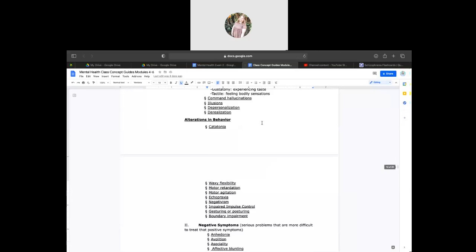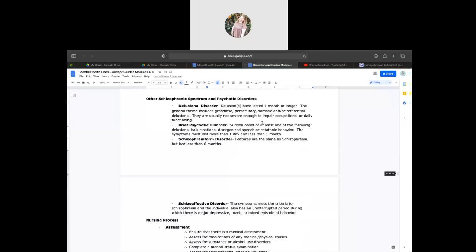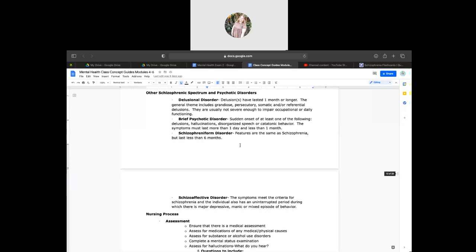And let me see if there's anything else. No, we need to see nursing interventions. Oh, I see something I need to go over. So, schizophrenia is a disorder. However, it has a blanket of other disorders that can be a part of it. Delusional disorders occur when there are delusions that have lasted 1 month or longer. There's grandiose, persecutory, all those types, but they're not severe enough to impair occupation or daily functioning. Brief psychotic disorder is that sudden onset of delusions or hallucinations or catatonic behavior that lasts 1 day to 1 month. And then you never see it again.